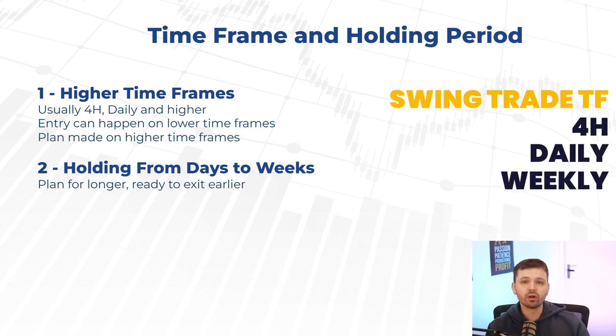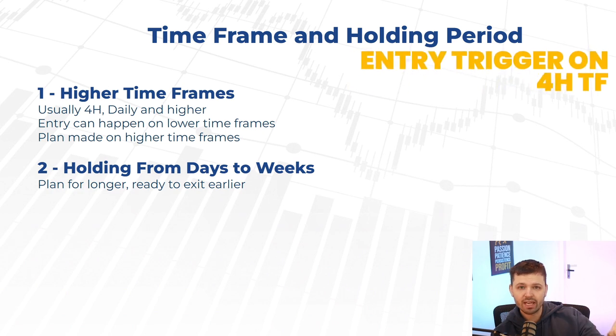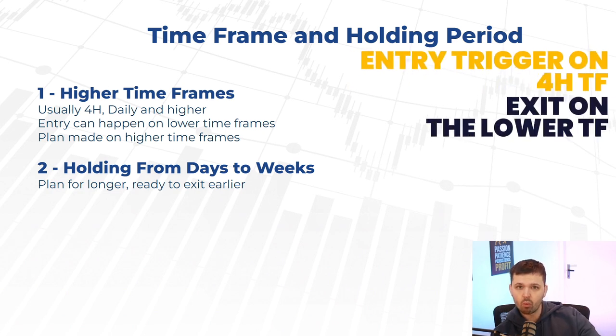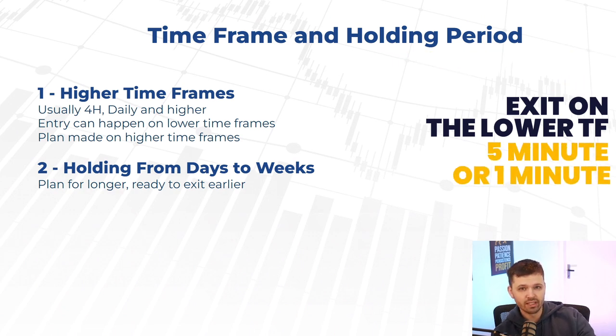Now, rarely you are going to see swing traders go into the lower time frames, especially not lower than the 1-hour time frame. But this is just a general guide. There's a lot of different traders out there, and the fact of the matter is you usually make your plans on the higher time frames, but entry can still happen on the lower time frames. So your entry trigger might be on the 4-hour candle closing above a specific level, but when that trigger happens, some swing traders like to go into the lower time frames and find entries on the 5-minute or even the 1 minute, 15-minute time frame.